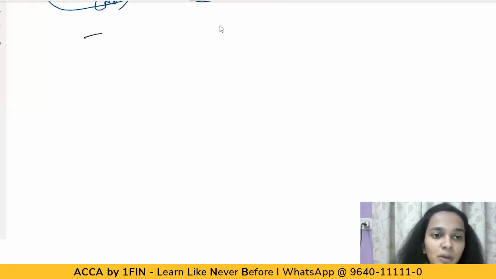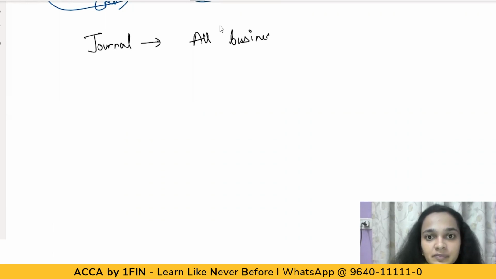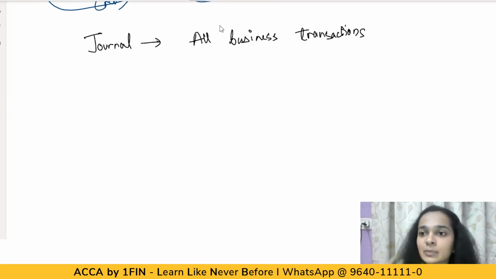So when we talk about a journal, it is a book where all the business transactions are recorded. All business transactions have a journal entry. A journal entry is passed for all the business transactions which are made, whether it is a sale, purchase, any expenditure, purchase of asset, or incurring any liability, whatsoever it is. For every business transaction, there's a journal entry which is passed.